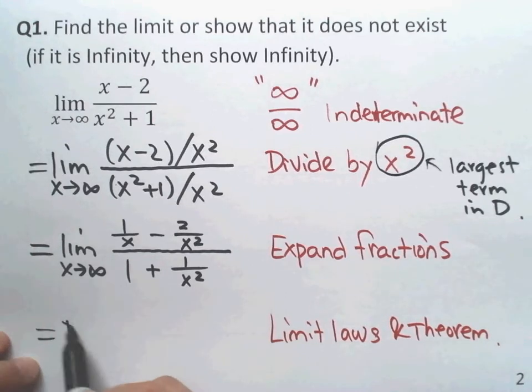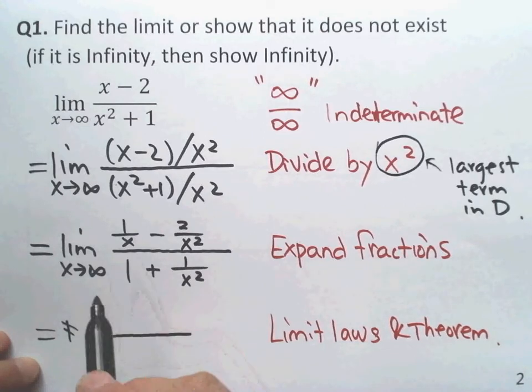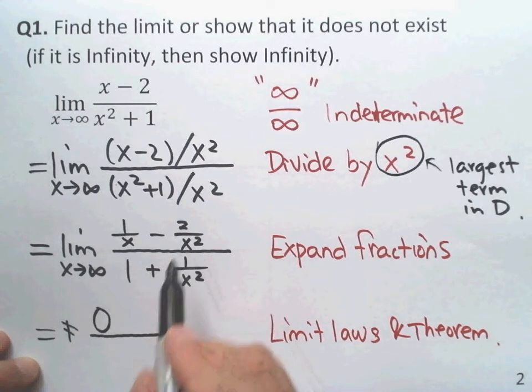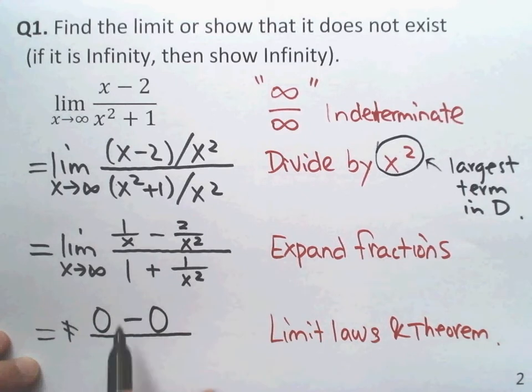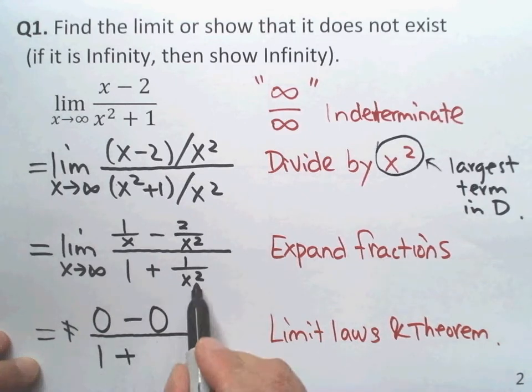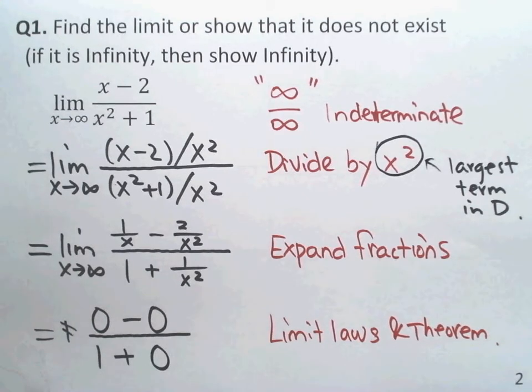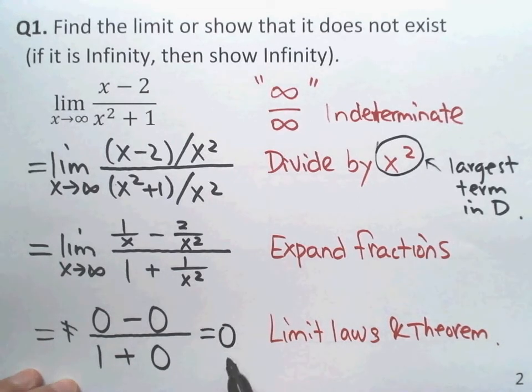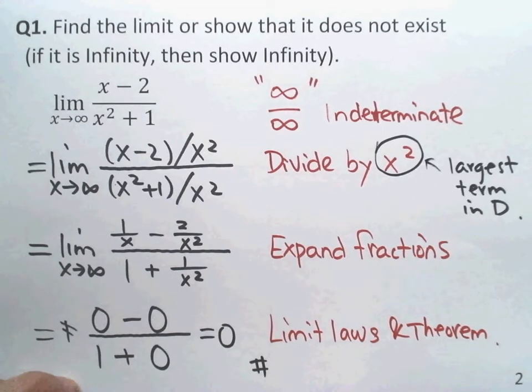Now the limit goes to the top. This is 0. Goes to here is 0. Goes to here is 1. Goes to here is 0. All the 0 is from the theorem, and then the calculation is 0. That's the result. Here's the first example, and then I have a few other examples to show you.